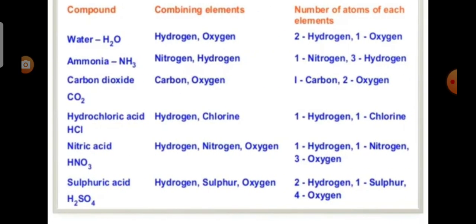Now we see some compounds and the number of atoms of each element. Water has 2 hydrogen atoms and 1 oxygen atom. Ammonia has 1 nitrogen atom and 3 hydrogen atoms. Carbon dioxide has 1 carbon and 2 oxygen atoms.